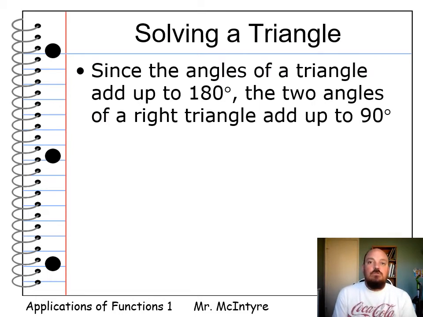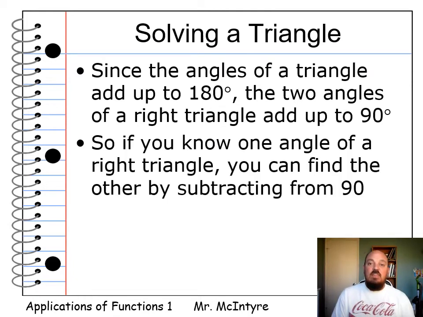First of all, there's a rule for triangles. We've used it a few times this year. It says that the 3 angles of a triangle always add up to 180 degrees. Well, if you have a right triangle and one of them is 90, well, 180 minus 90 is 90. So there's 90 degrees left over for the other 2. That means if you know one of the other 2 angles of a triangle, you can just subtract from 90 to find the last one. So that's going to be super easy.